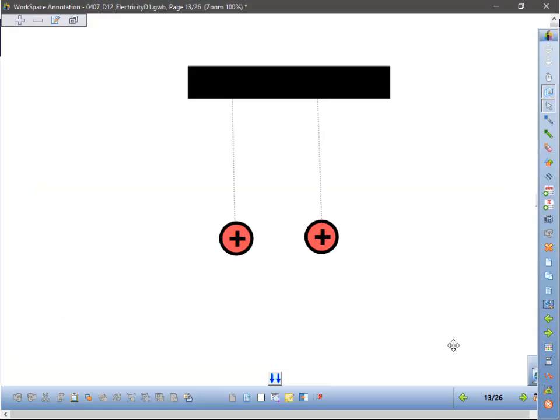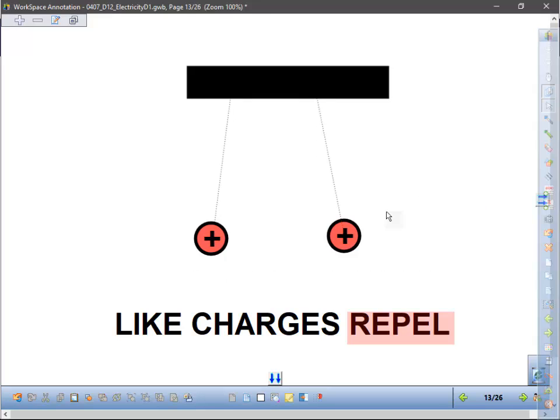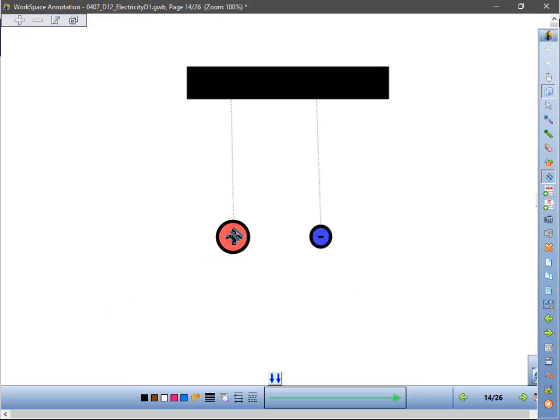You tell me what's going to happen if I have 2 positive spheres hanging down. What will happen to these spheres? Like charges repel. They're both alike, so they push away like this. They will repel. What if I had a positive over here and a negative over here? What will happen to these 2 spheres?